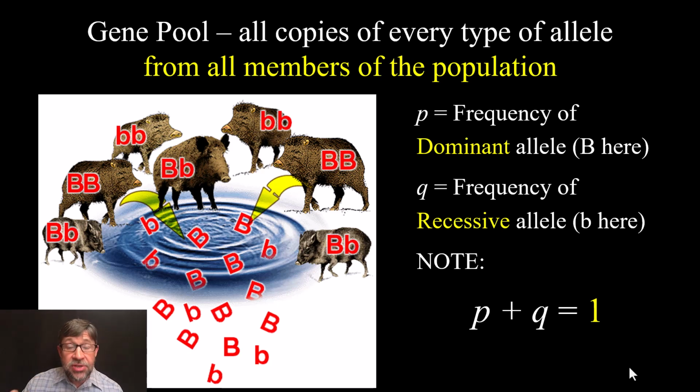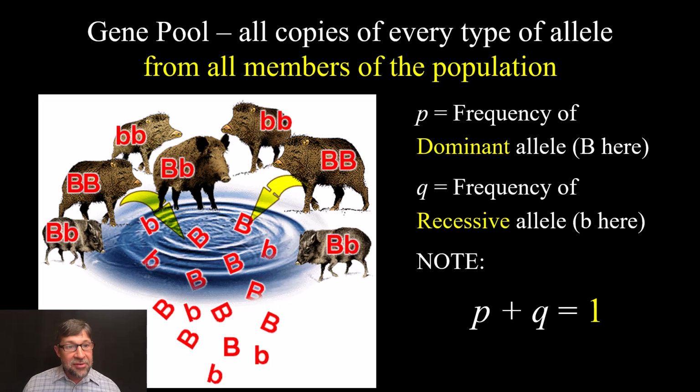Okay, some more key terms that you really need to have a handle on to be successful with these Hardy-Weinberg math problems. Remember that a population is a group of individuals of the same species that live in the same space. So a gene pool represents all of the alleles collectively in a population.